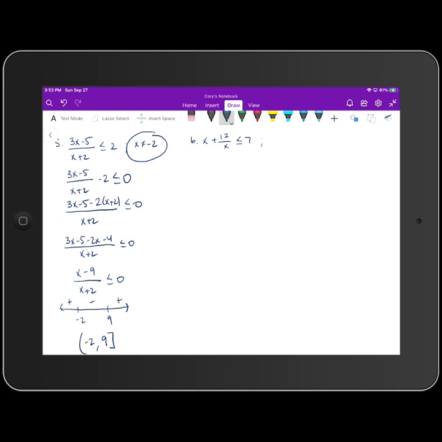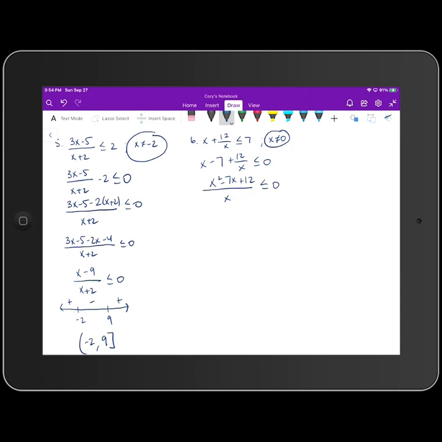Okay, so again, step 1, find the domain. So x can't be equal to 0. Okay, step 2, we're going to move everything over to one side. So we're going to get x minus 7 plus 12 over x is less than or equal to 0. And then we want to combine the left-hand side into a single fraction. So that's going to have a common denominator of x. And then when I rewrite x with that denominator, that's going to be x squared over x. When I rewrite -7 with that denominator, that's -7x over x. And then we have plus 12 over x is less than or equal to 0.